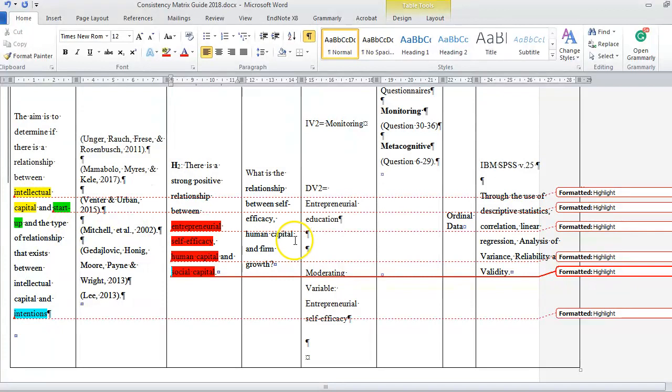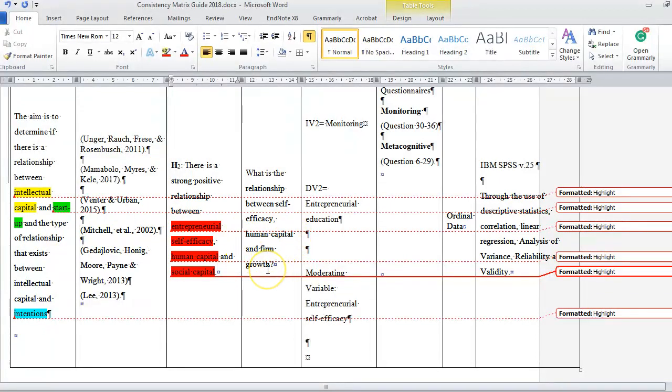And then she says human capital. She's got human capital here. She doesn't have human capital here, but she's got intellectual capital. So if she's putting human capital under intellectual capital, she needs to be clear here to say under intellectual capital, I'll test human capital. So there's misalignment again, inconsistency.